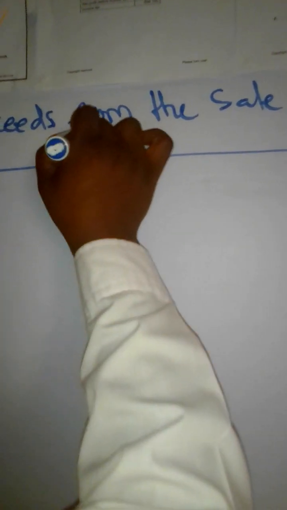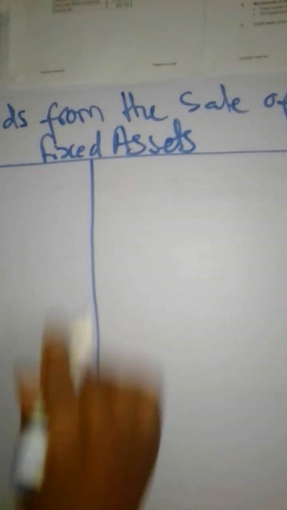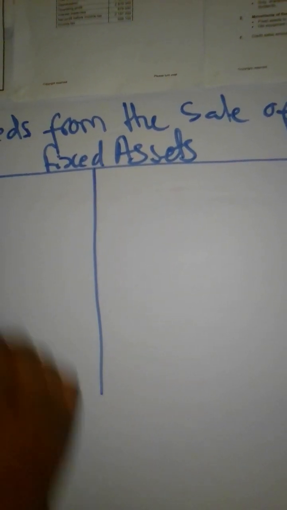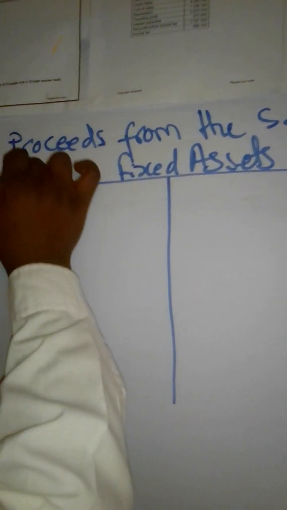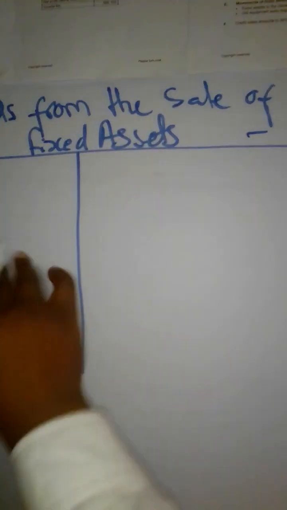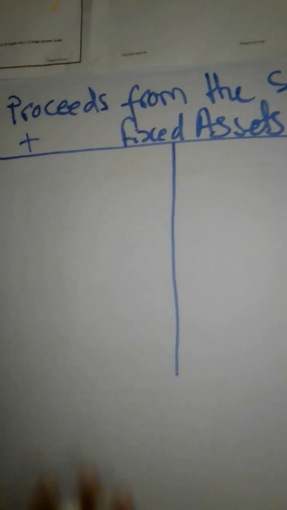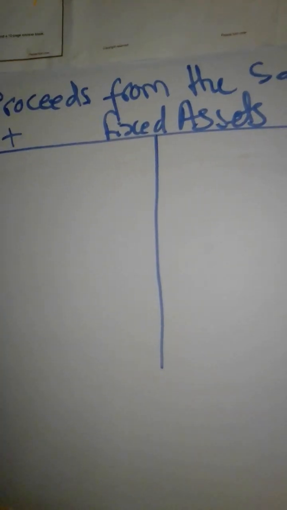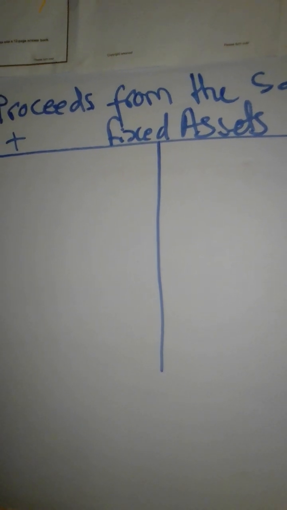The easiest method that I can teach you today is opening up a T account for fixed assets. This is our T account for fixed assets. Remember, it's an asset account. Assets increase on the debit side, they decrease here. Anything that increases the asset account, we put it on the debit side. Whatever decreases this account, we put it on the credit side.